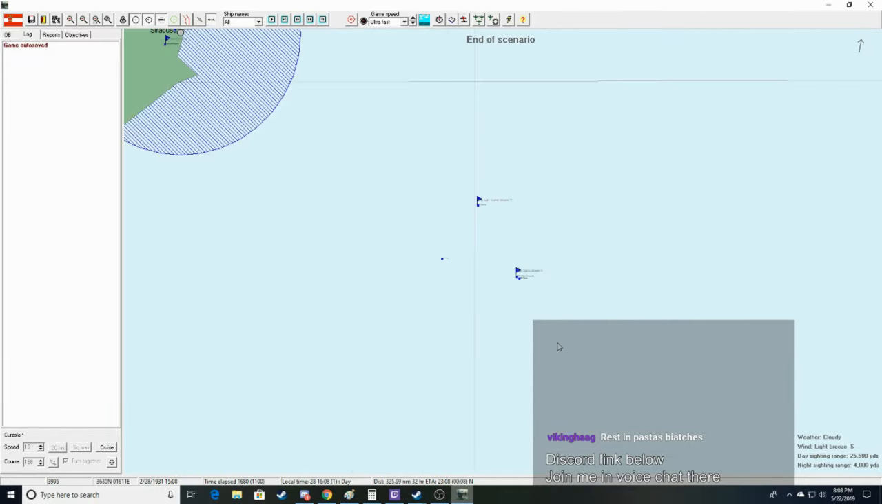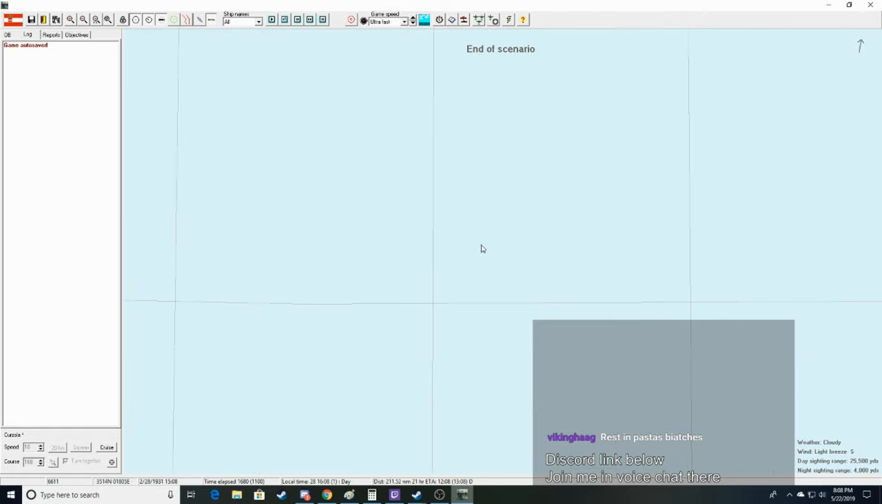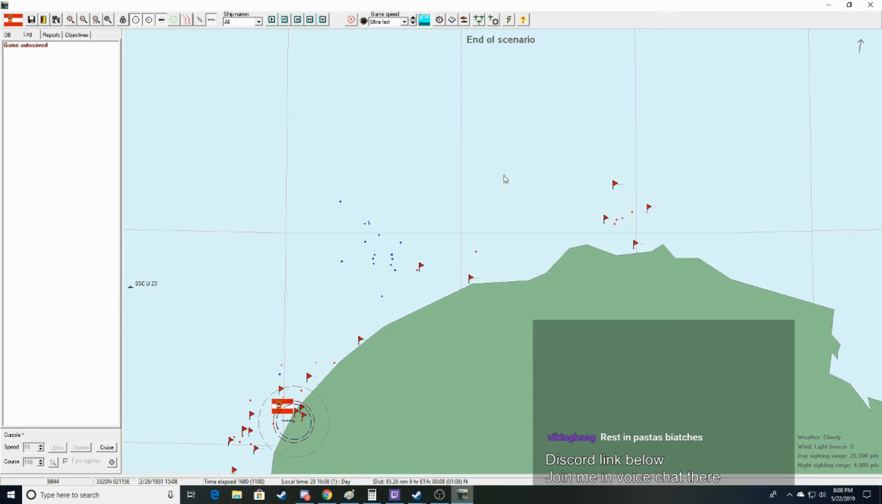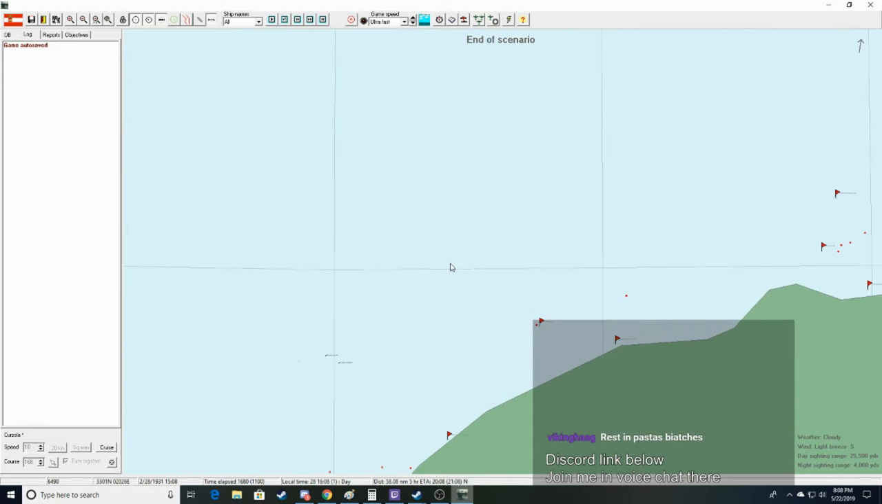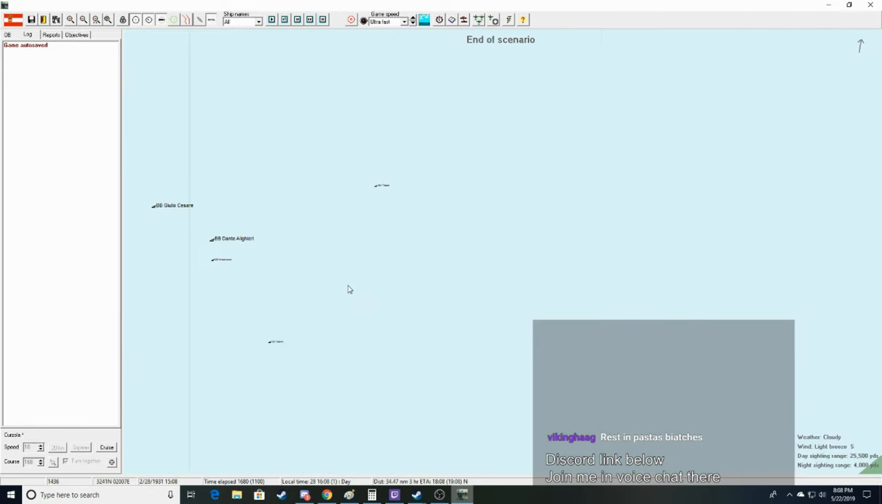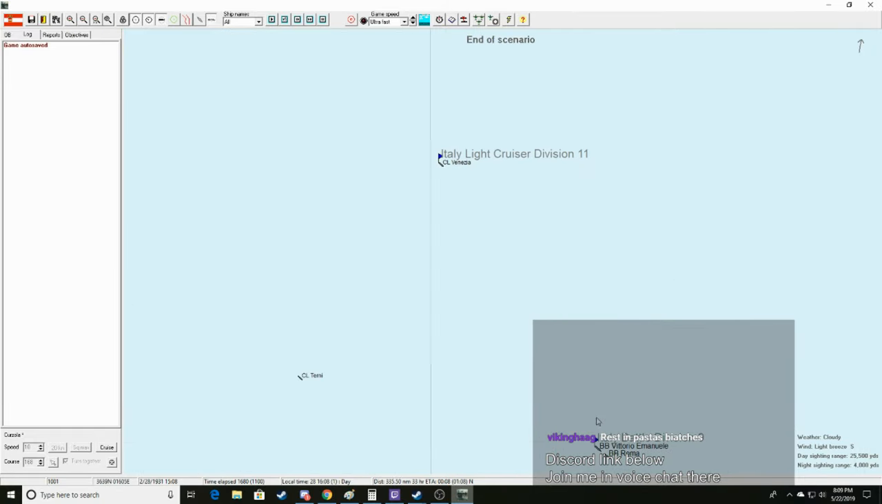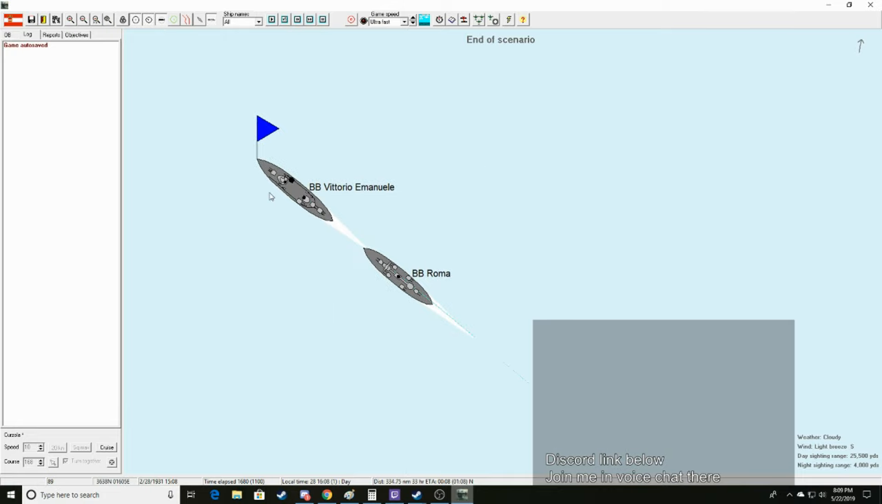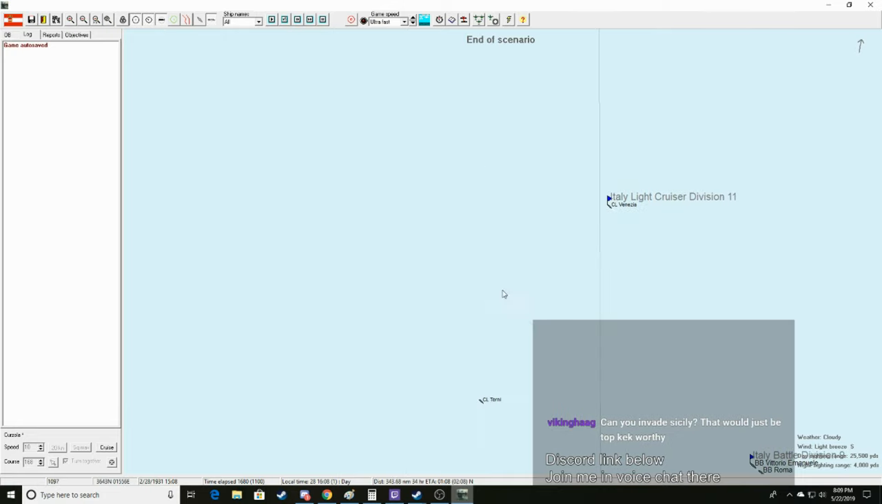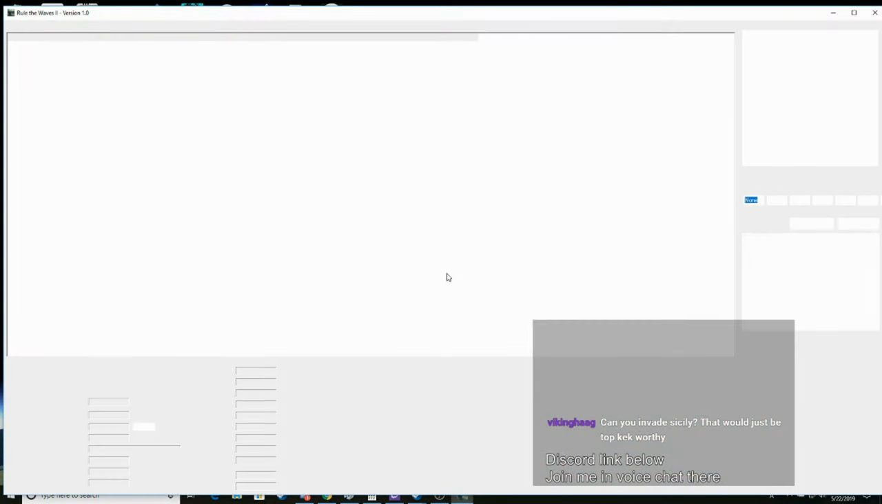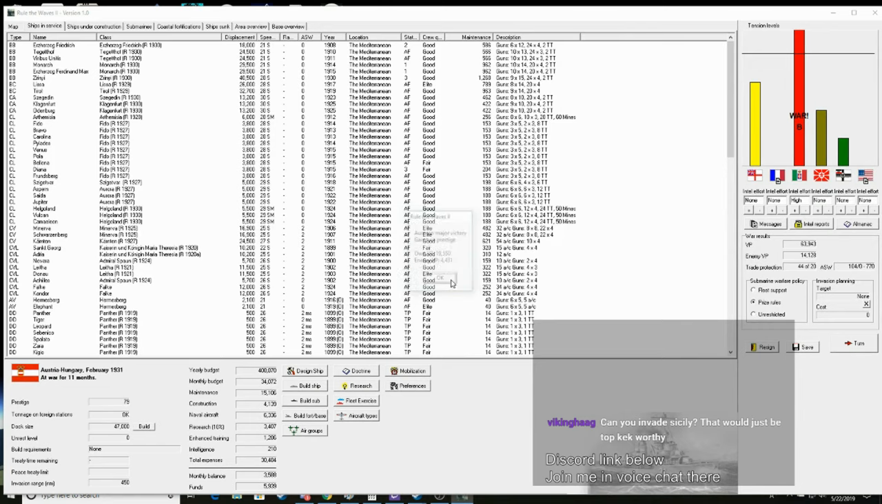So, let me put it this way. They went into this battle with two destroyers, six battleships, and two light cruisers. And this is what they left with. These two made it out. Can you invade Sicily? It's expensive. I have tried so far. Yeah, Austrian major victory. The Battle of Benghazi.